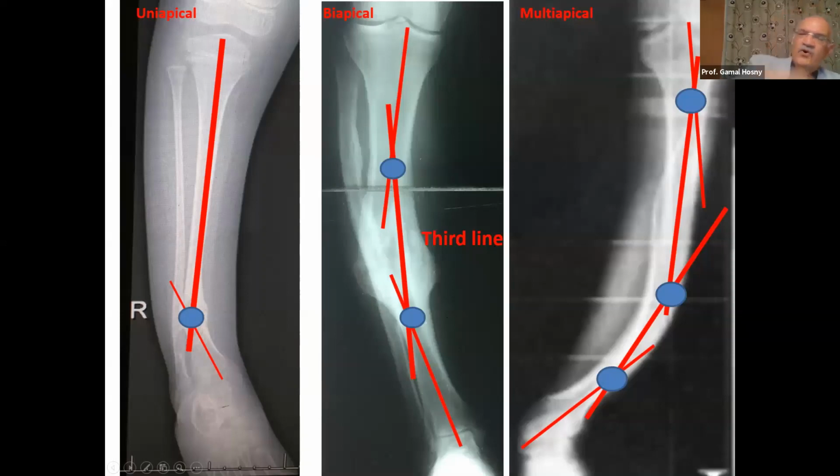If you have more of a C-shaped deformity or a semicircle, you can have more than one middle segmental line. So we have a proximal axis, a distal axis, this axis representing this segment, another axis representing this segment, and you have three CORAs. This is a multi-apical deformity.